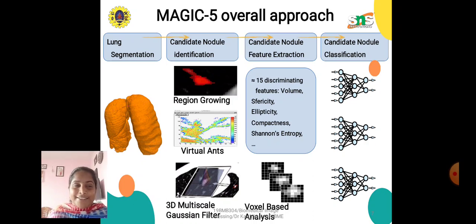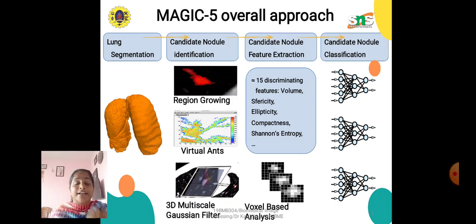See here, this is a perfect picture of how image processing techniques are used for lung cancer detection. Here we have taken real-time approaches, real-time examples, real-time data. The first one is lung segmentation. Second, candidate nodule identification, where the cancer cells are present. Then candidate nodule feature extraction. And the last one is candidate nodule classification, like true positive, true negative, false positive, false negative.